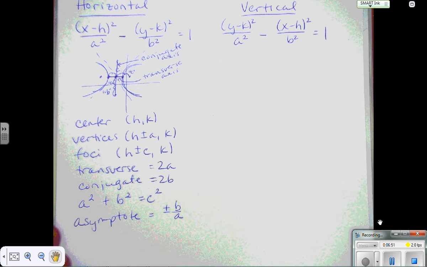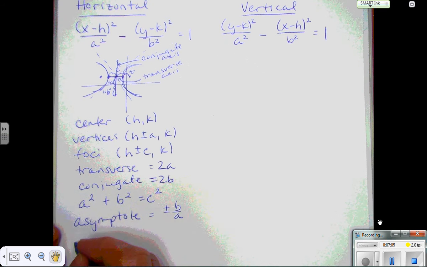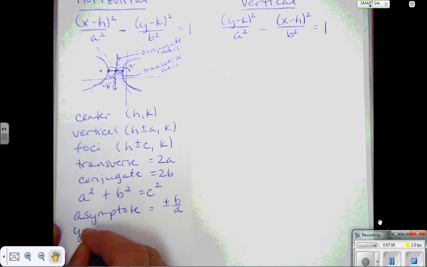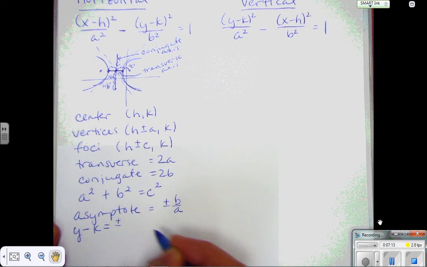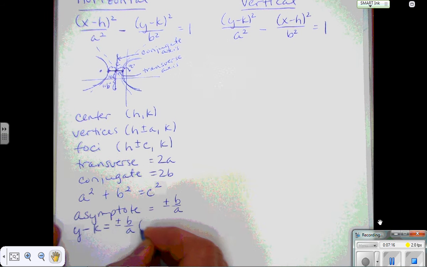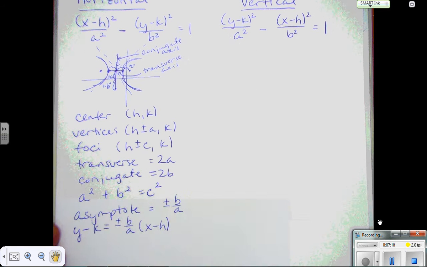Now on your notes at the bottom, there is a typo when it's talking about the equation for the asymptote. The equation for the asymptotes, since it's a line, when it's horizontal is y minus k equals plus or minus b over a times x minus h. So on your notes it doesn't have the k with your y, so you can either just mark that out or correct it.